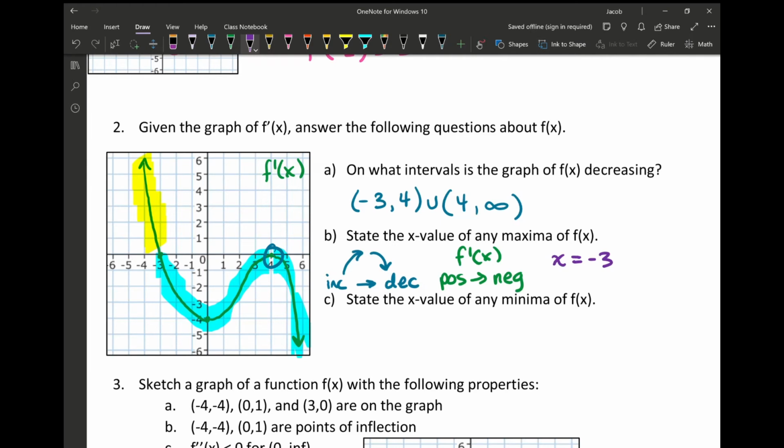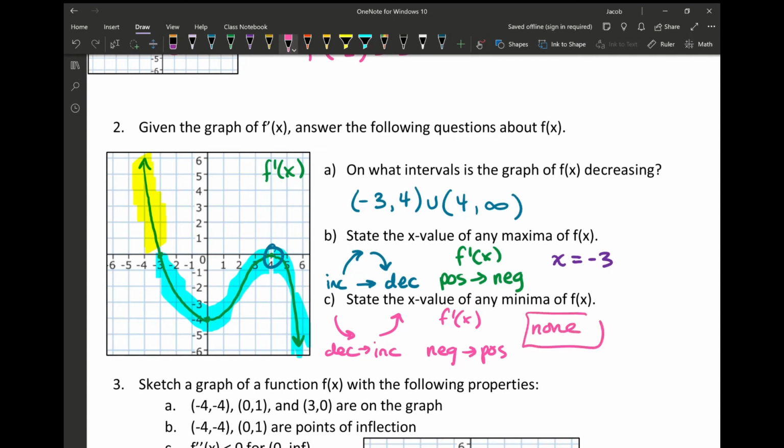Now, if we're finding a minima, that means we're going from decreasing to increasing, right? And we can see the concavity in it as well. It would be a concave up piece, but that's not all too relevant. And that would mean that f prime of x goes from negative to positive. So we actually don't have any spot because we never go from blue, which is negative, to that yellow.